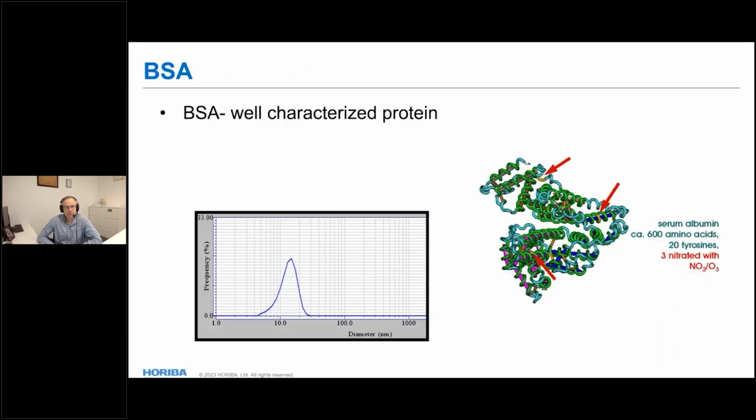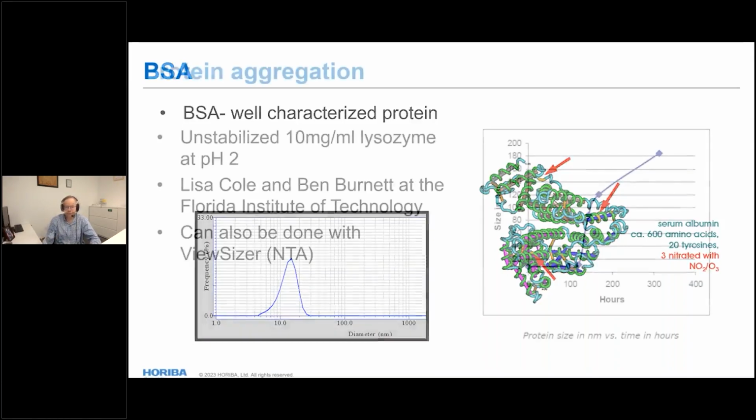Another example application is protein aggregation. So this is BSA, which does tend to aggregate, and you can measure it and watch the Z-average size float up as you see dimerization and so on take place with BSA or any other protein. So if you're evaluating protein systems and you want to see if you really have protein monomer in solution, dynamic light scattering is a great tool for that.